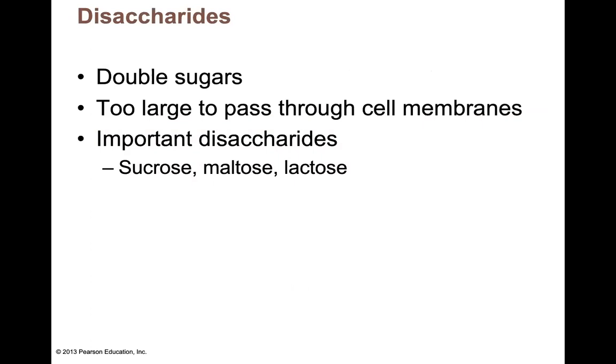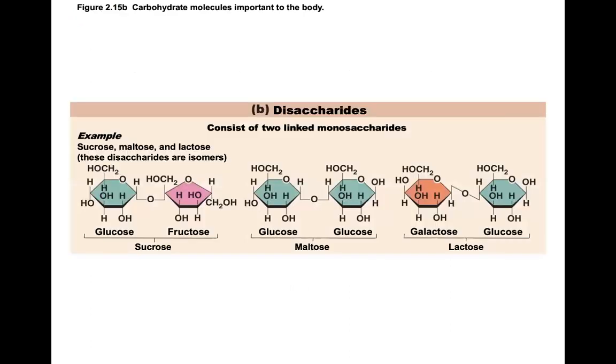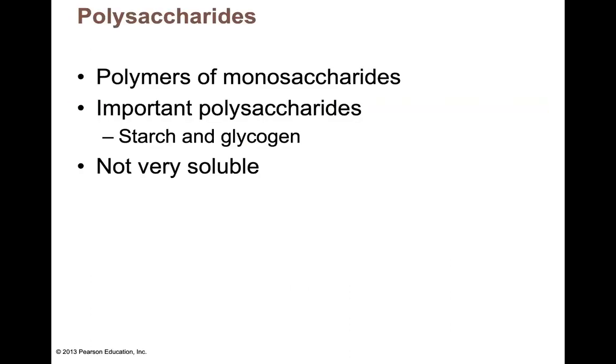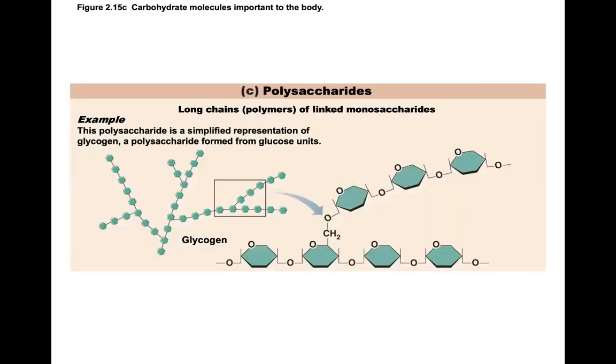Disaccharides, these are double sugars. They're too large to pass through cell membranes. And important disaccharides are things like sucrose, maltose, and lactose. You can see some of those here. Polysaccharides, these are polymers of monosaccharides. There are several important polysaccharides, such as starch and glycogen. And they are not very soluble in water. And an example would be that of glycogen, which is what we refer to as starch.